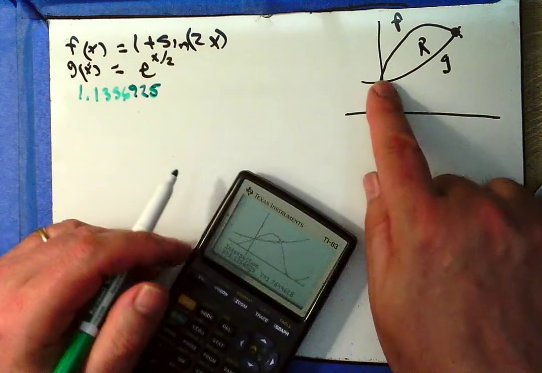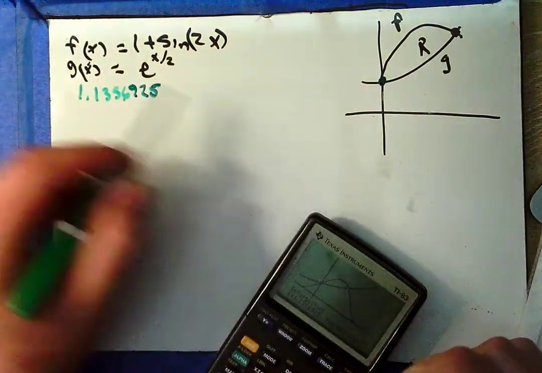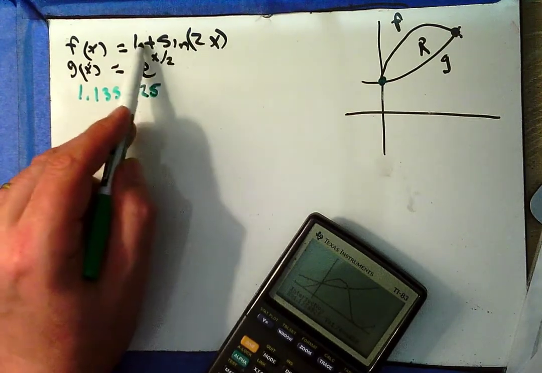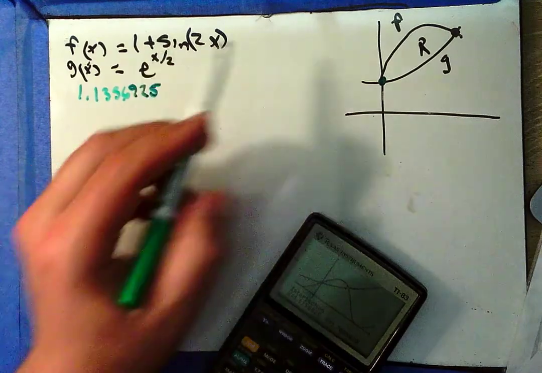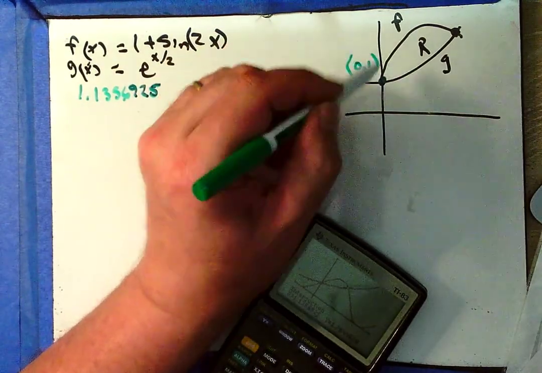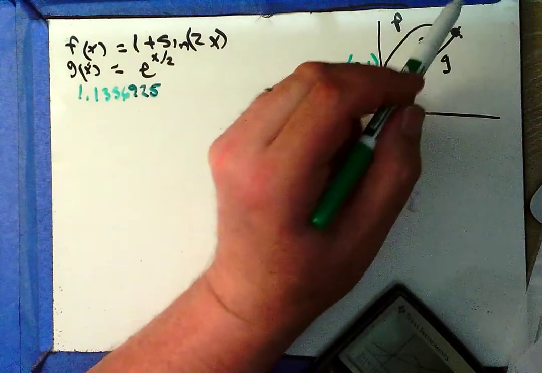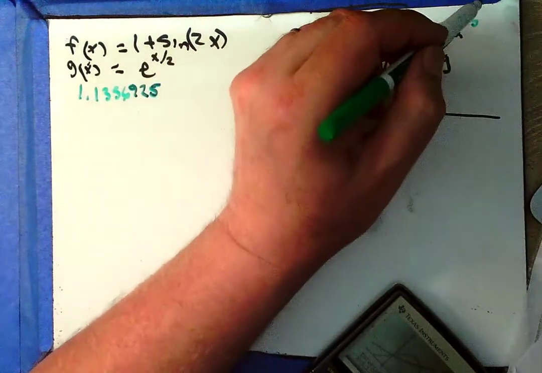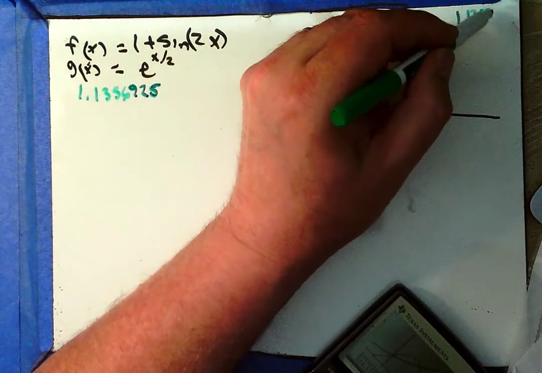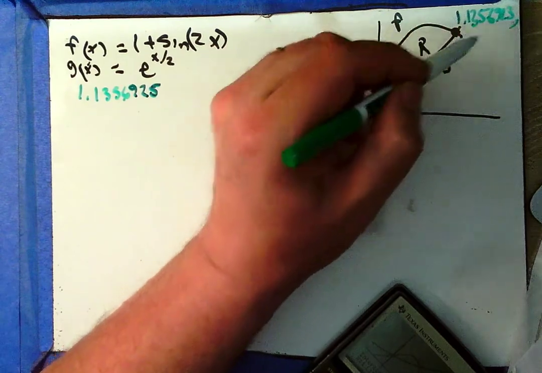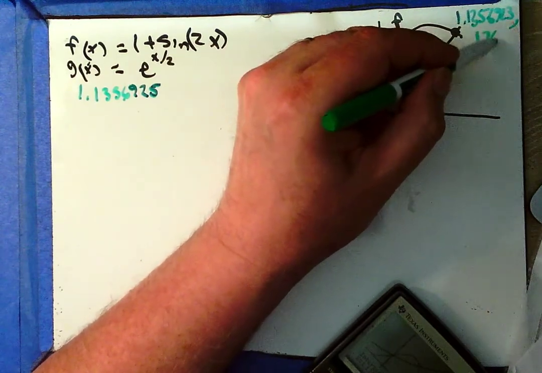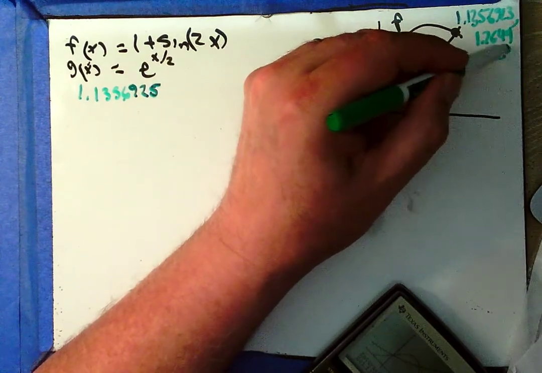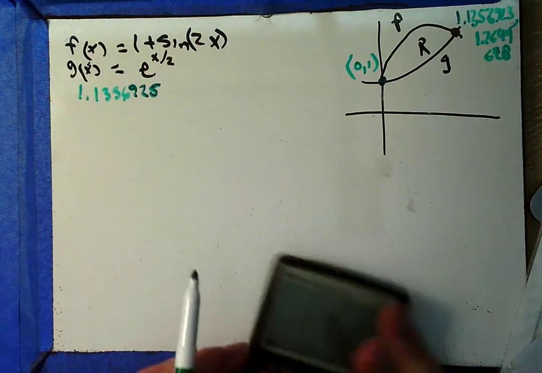And I get 1.1356925. This appears to be intersecting at 1. At x equals 0, if I put a 0 in here, I get sine of 0 is 0 plus 1 is 1, and e to the 0 is also 1. So I know this is 0, 1, and over here we have 1.1356923, comma 1.764468.